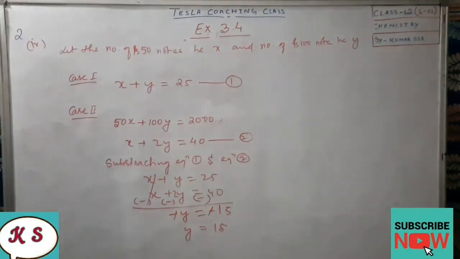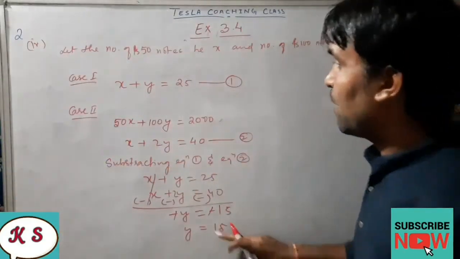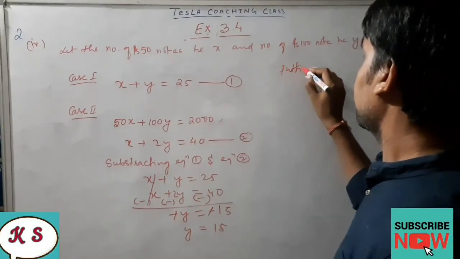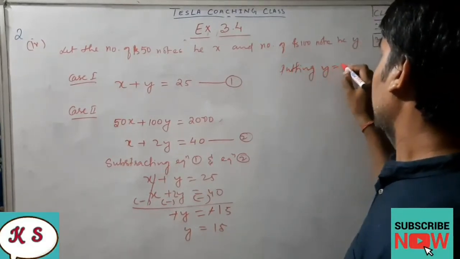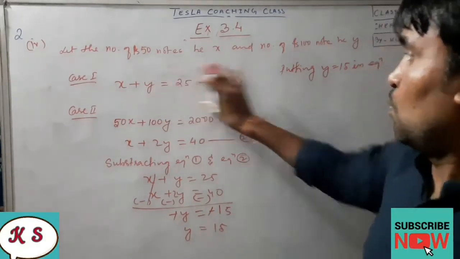So we got the value of Y as 15. Okay, so now we will put this value of Y in any one of the equations and get X. So we'll write here, putting Y equal to 15 in equation number 1.